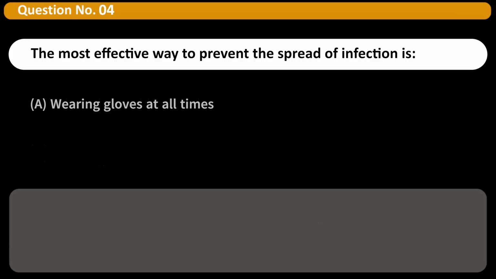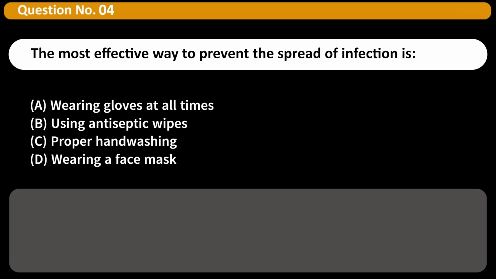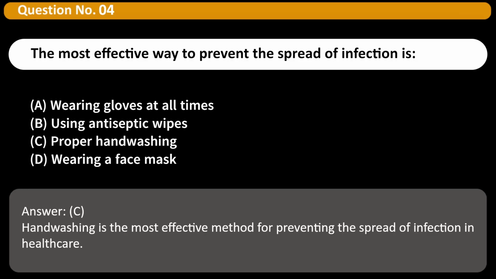The most effective way to prevent the spread of infection is: A. Wearing gloves at all times. B. Using antiseptic wipes. C. Proper hand washing. D. Wearing a face mask. Answer: C. Hand washing is the most effective method for preventing the spread of infection in healthcare.